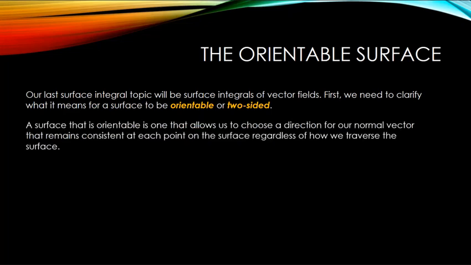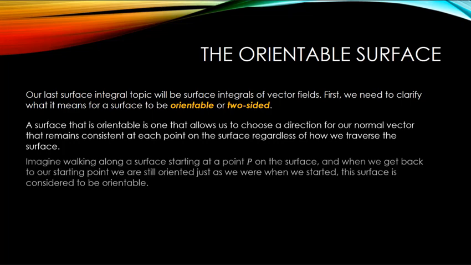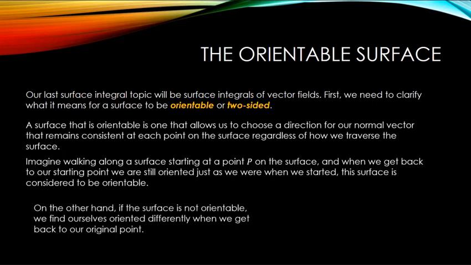A surface that is orientable is one that allows us to choose a direction for our normal vector that remains consistent at each point on the surface, regardless of how we traverse the surface. If I imagine walking along a surface starting at a point P on the surface, and if we get back to our original starting point, we're still oriented just as we were when we started out, then our surface is considered to be orientable. On the other hand, if I have a surface that is not orientable, I'm going to find myself oriented differently when I get back to my original point.